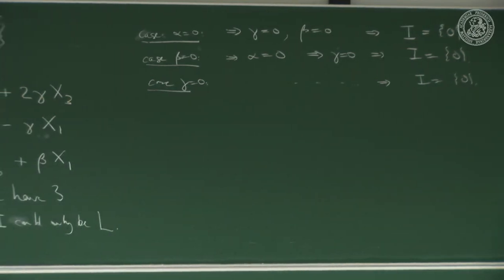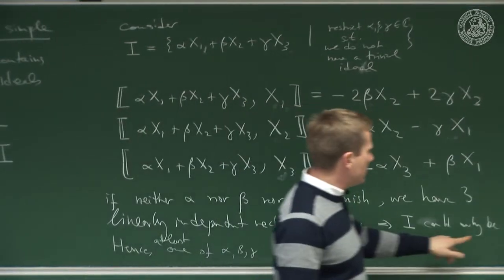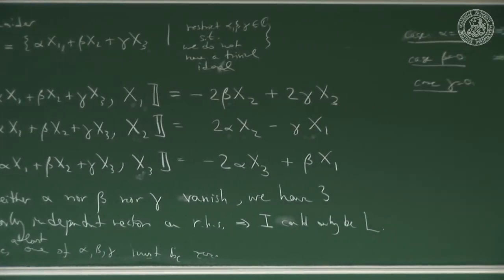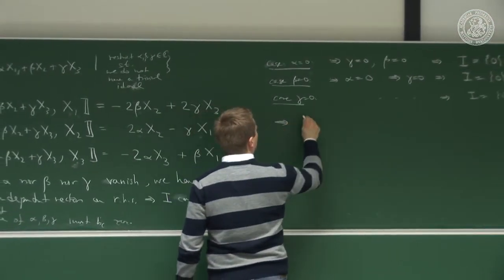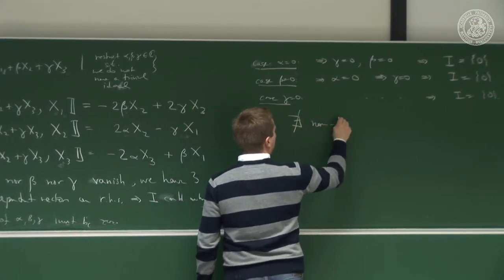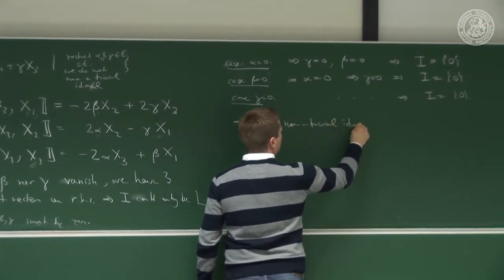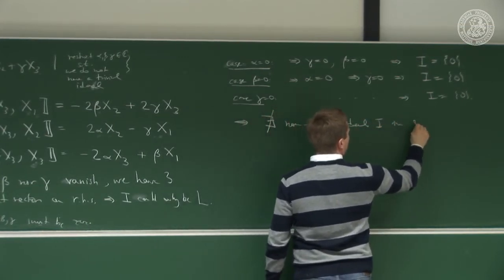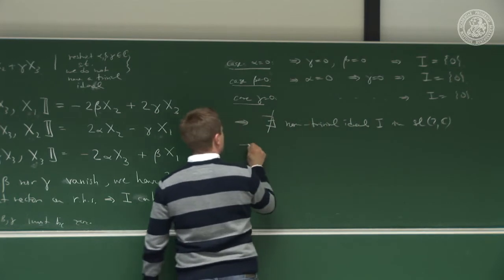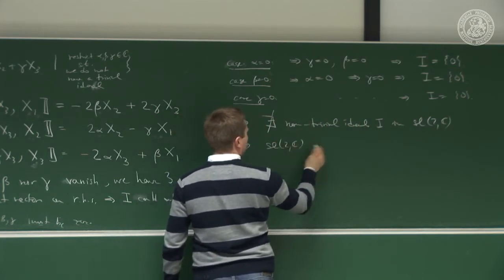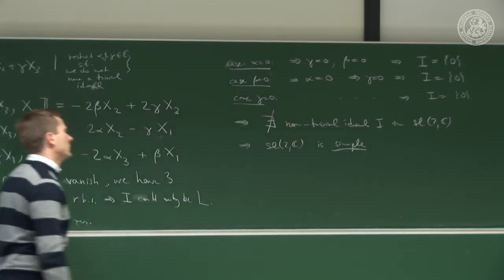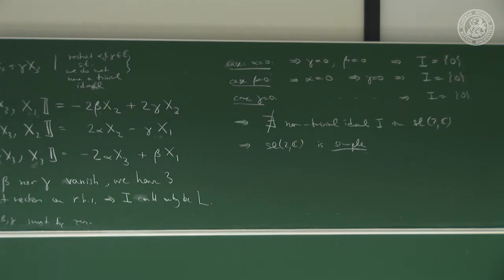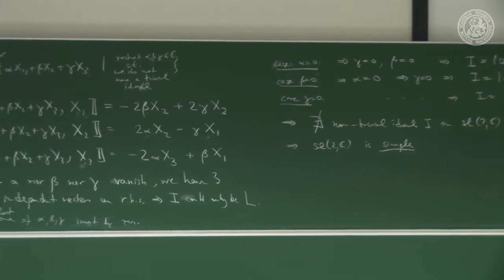So the only possibilities we had, we started from here, I could be either the entire Lie algebra or it could be the zero vector space. That means there is no non-trivial ideal. There exists no non-trivial ideal I in SL(2,C), and that just means SL(2,C) by definition is already simple. So it's not only semi-simple, it is simple. Okay, so that we just did for completeness.